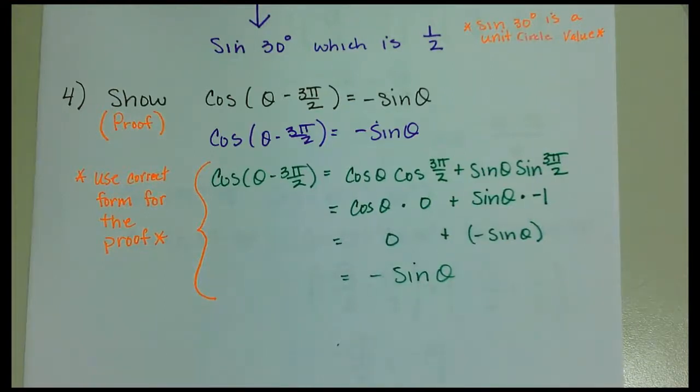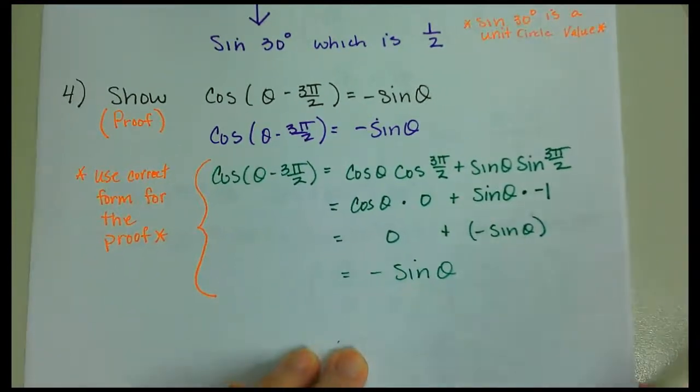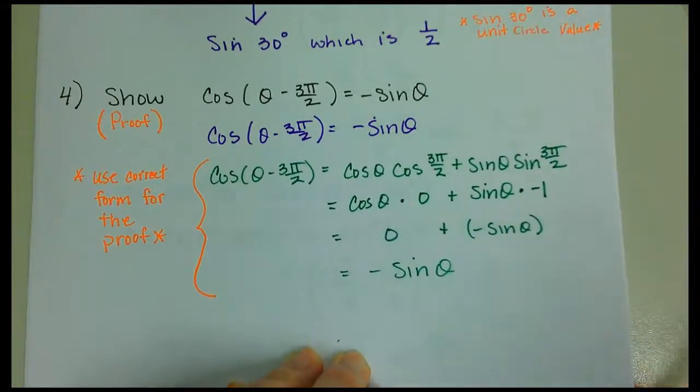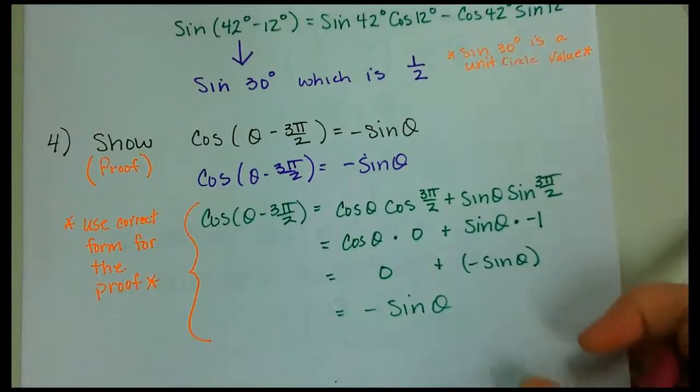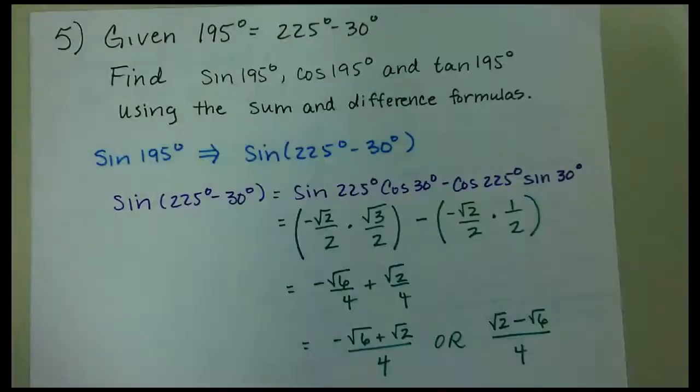So use the correct form. Make sure you are doing what we practiced and learned to do on the last unit, because we'll be doing that the rest of the year off and on. All right, so hopefully that proof is getting better and easier as you're getting more comfortable with the forms and the identities. You have to be able to know those identities to know which one to use.